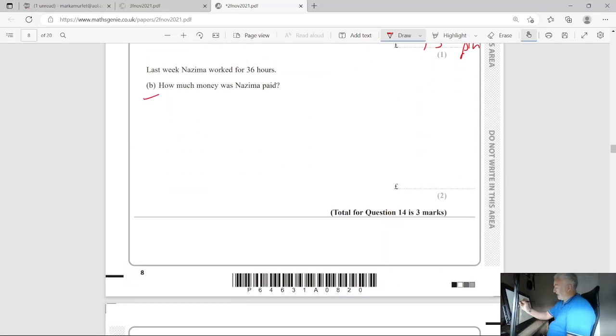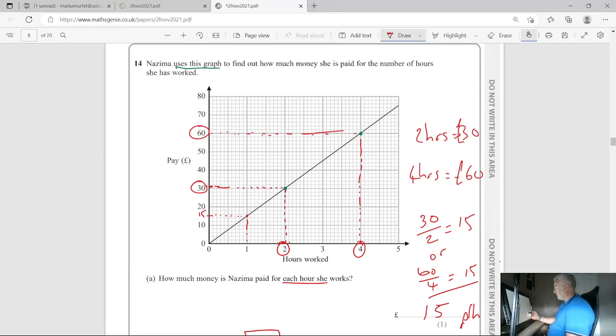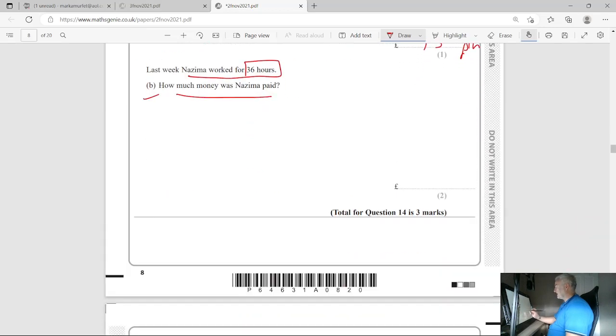Okay. B relates to the same graph. Last week, Nazima worked 36 hours. How much money did she get paid? Let's go back to the graph. We've already worked this one out. If we use the 2 hour one, 2 hours is £30. So let's think about this. 2 hours equals £30. So how do I get from 2 to 36 hours?